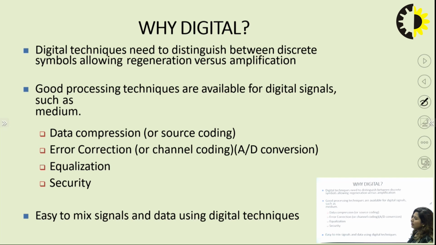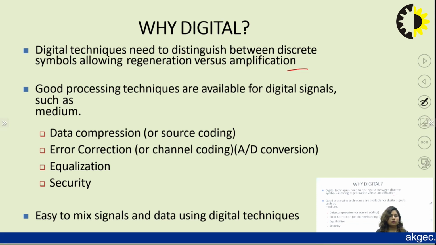So why are we going into a particular technique which is digital? We can also use analog techniques, but there are a lot of advantages of using digital techniques over analog techniques. Digital techniques need to distinguish between discrete symbols, allowing regeneration versus amplification. There is good processing speed also, and there are a lot of different methods, as I have told you, like a source coding method or a channel coding method. That's why digital is more advantageous as compared to analog.